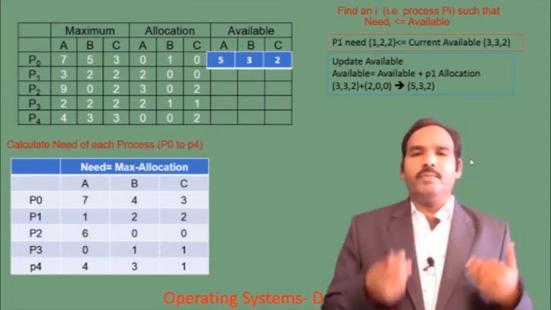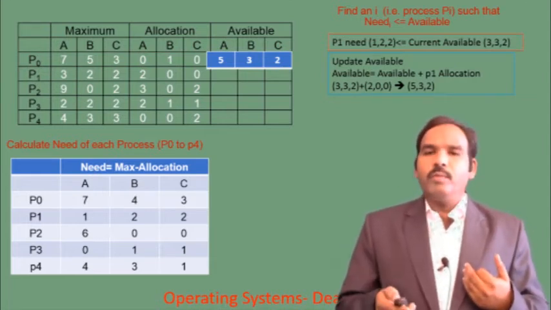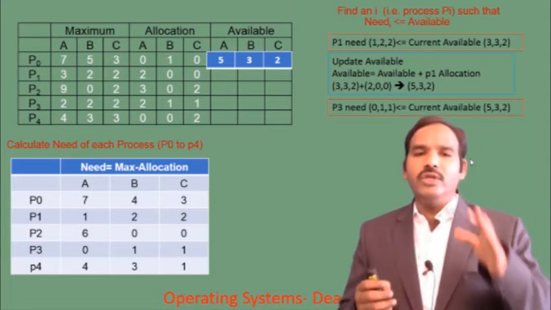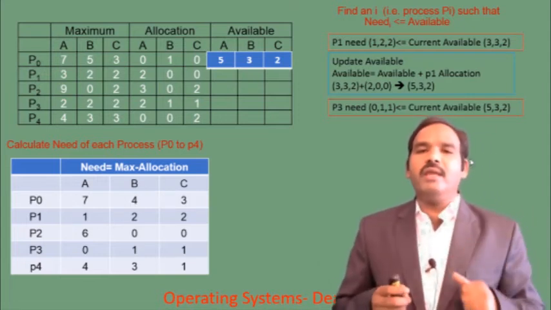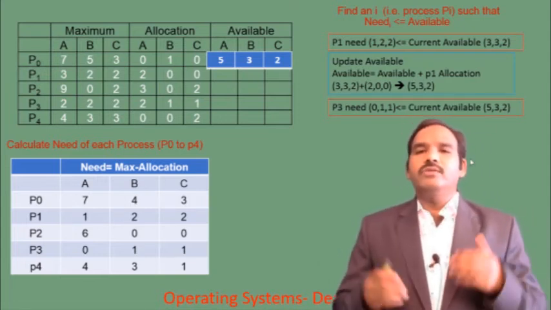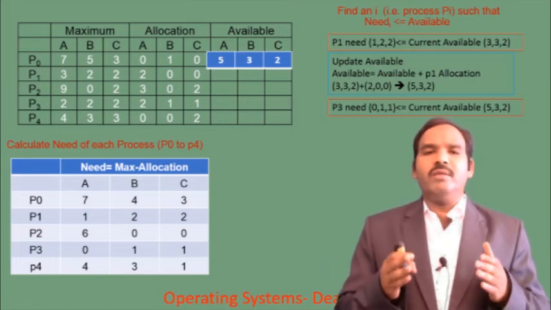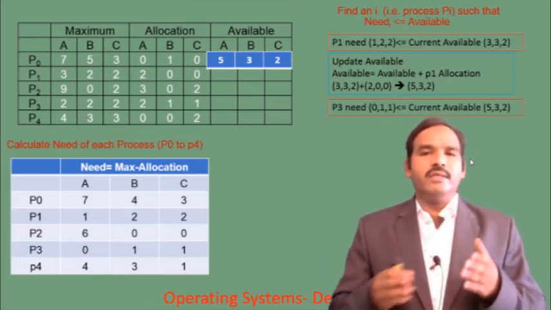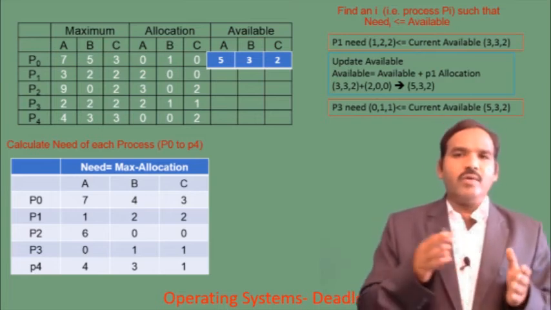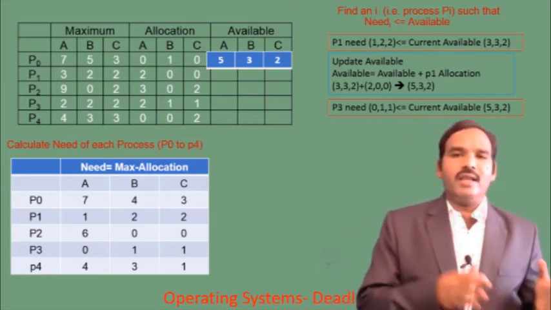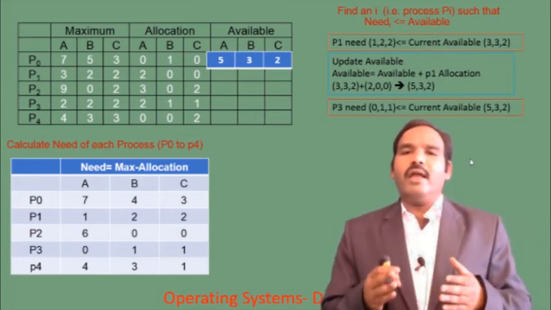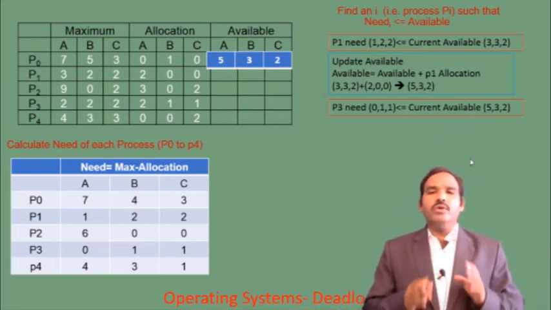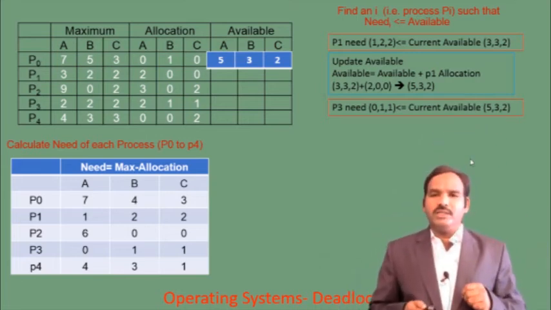Then go to P3. What is the need of P3? The need of P3 is 0 A's, 1 B and 1 C. Is it less than or equal to current available? Yes. 0 is less than or equal to 5, 1 is less than or equal to 3, and the other 1 C is less than or equal to 2. So P3 satisfied the condition.